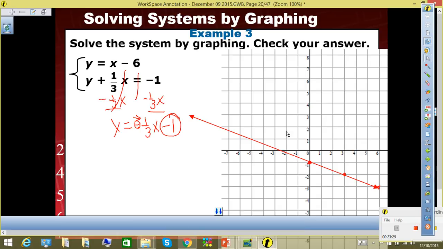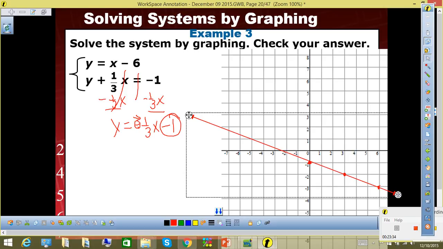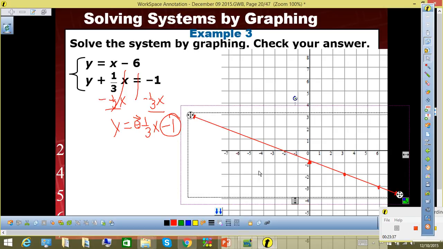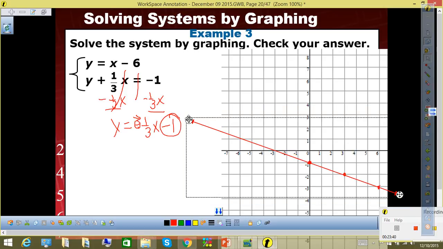And the more points you use, guys, the more accurate your answer will be. For those of you that only use 2 points, maybe your answer is not going to be as accurate as it should be. Okay? Let's go to the second one.